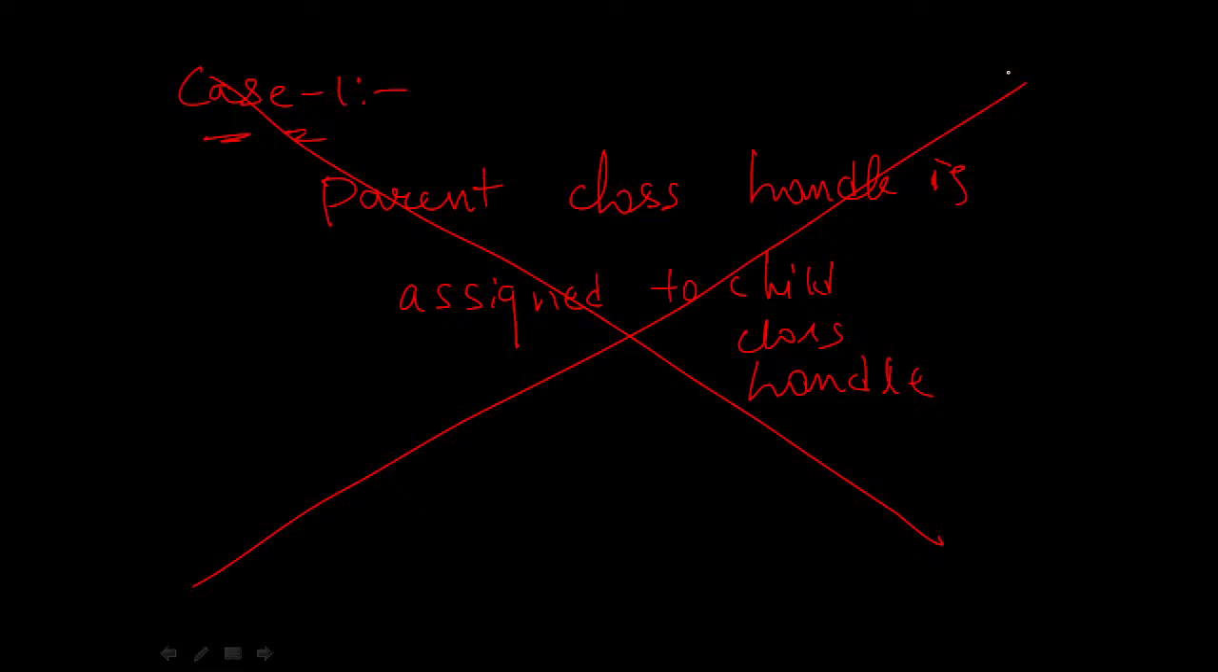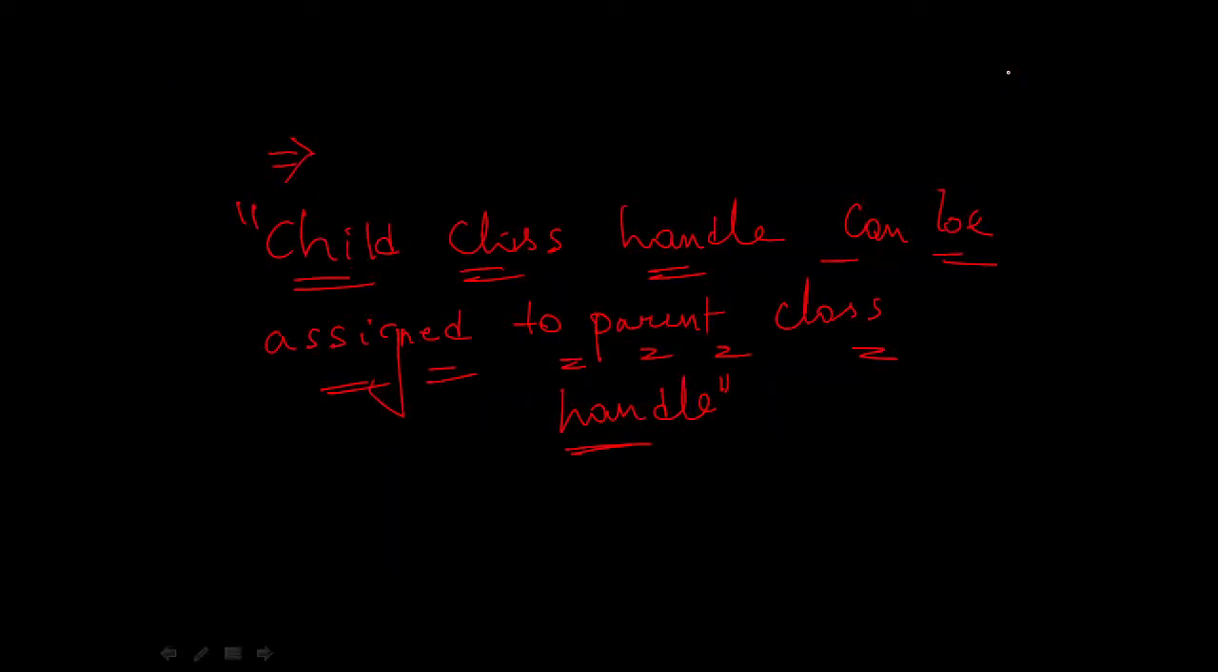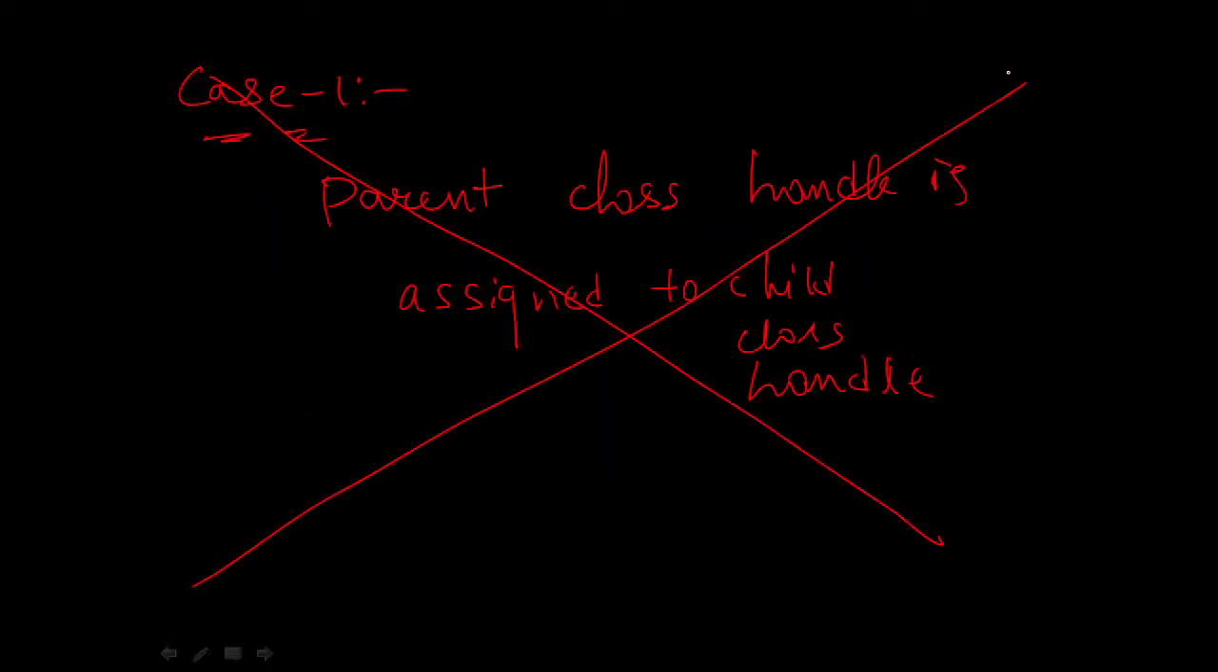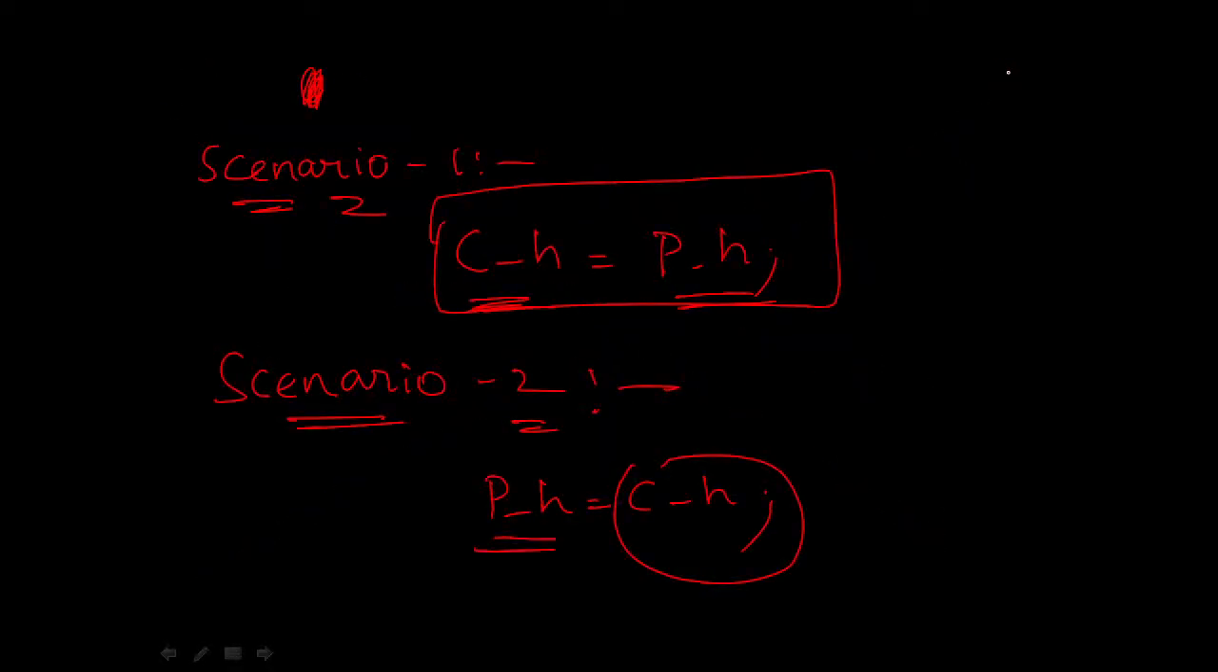What type of assignment? A parent class handle cannot be assigned to a child class handle, but vice versa is possible. That is, a child class handle can be assigned to a parent class handle. That is, scenario 2 is a possible scenario. Here we will not get any error, but in the first scenario we will get a compilation error saying that a parent class handle cannot be assigned to a child class handle. Okay, so remember this.